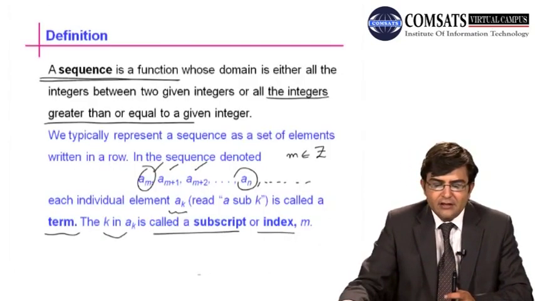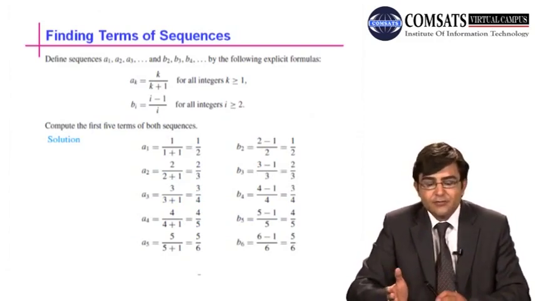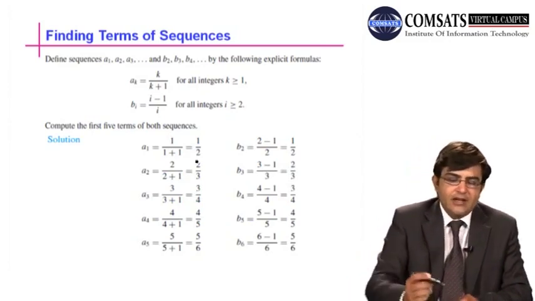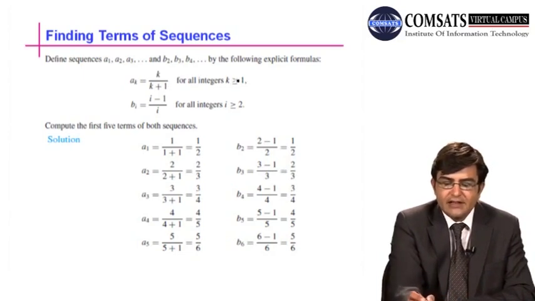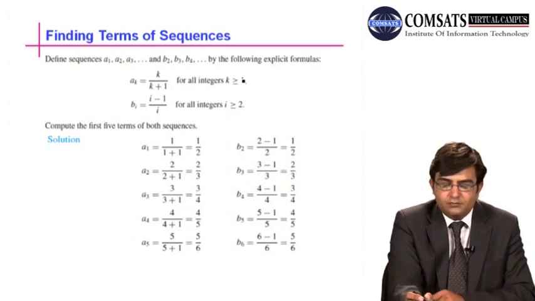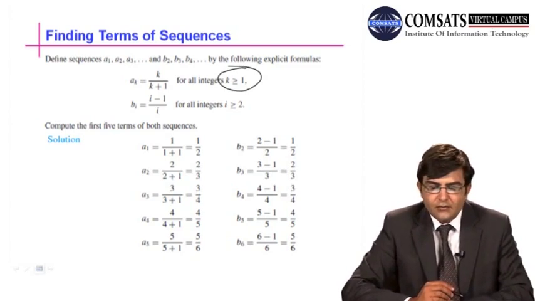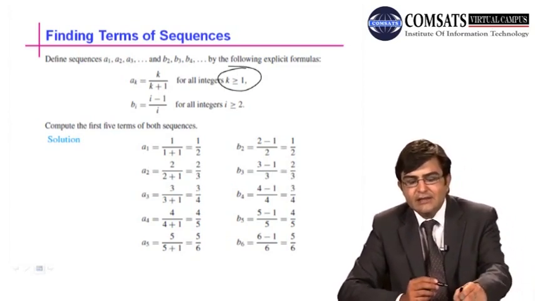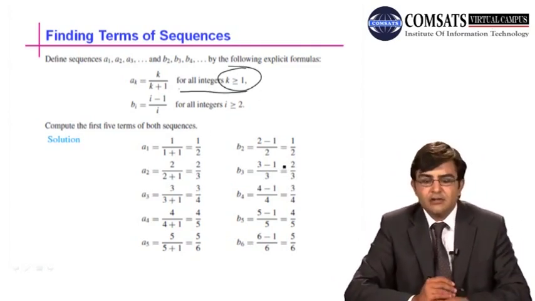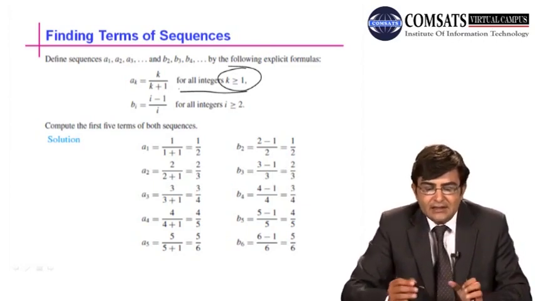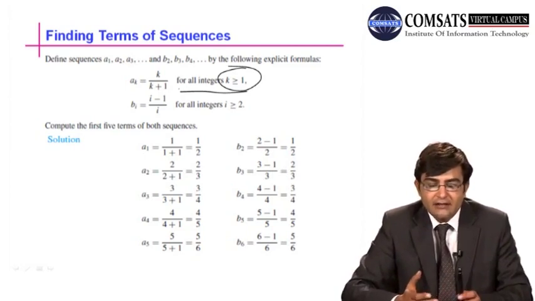Now if we are given a general term of a sequence, how do we recover the sequence from the general term? Suppose we are given two sequences here, a_k = k over k plus 1 for all integers k greater than or equal to 1. Now here they have defined the domain. For example, if we have a general term a_k = k/(k+1), they have given for all integers k greater than or equal to 1. So they have given the domain of the sequence.